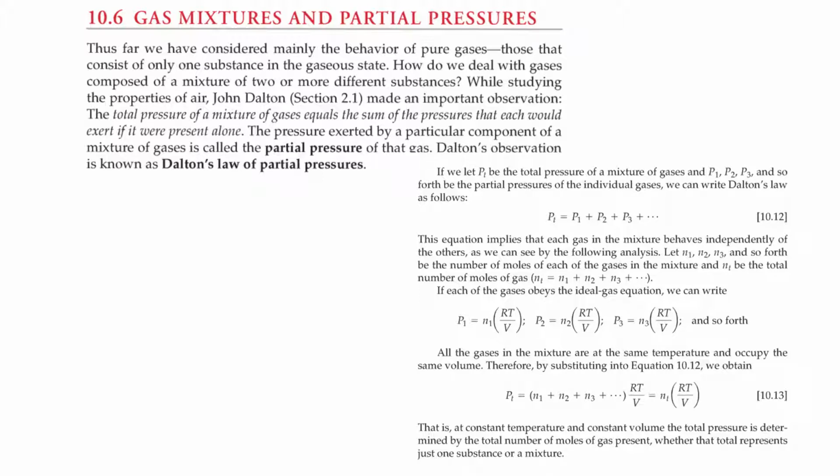All the gases in a mixture are at the same temperature and occupy the same volume. Therefore, by substituting into equation 10.12, we obtain P_total equals n_T times RT over V. That is, at constant temperature and constant volume, the total pressure is determined by the total number of moles of gas present, whether the total moles represent just one substance or a mixture.